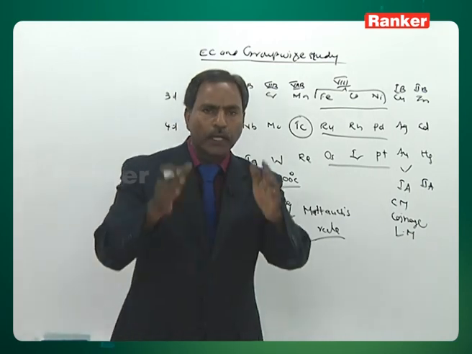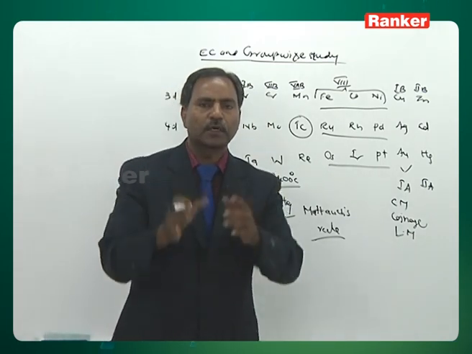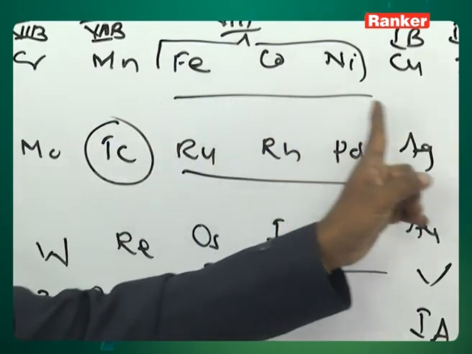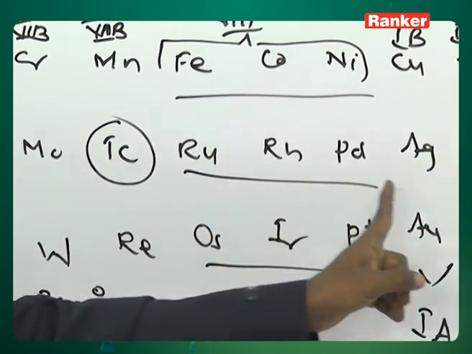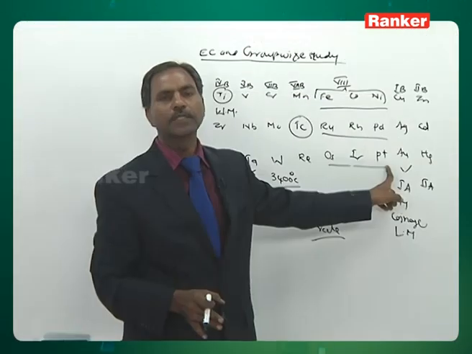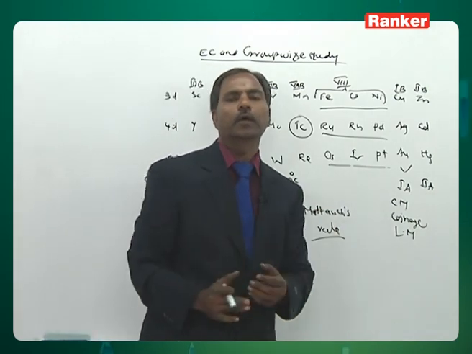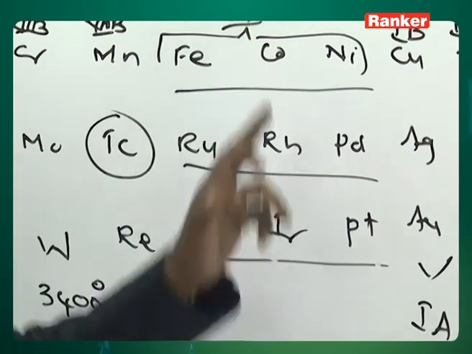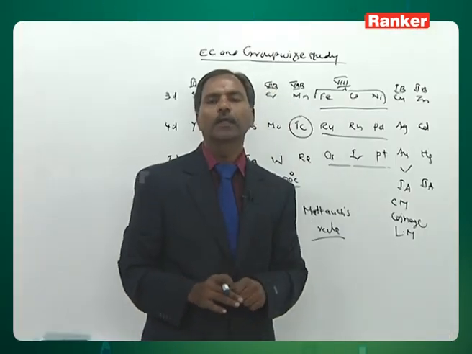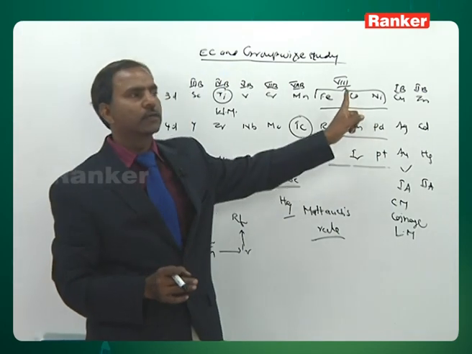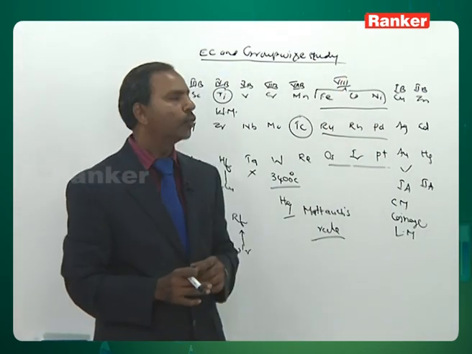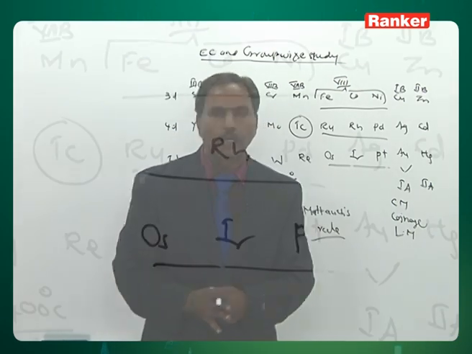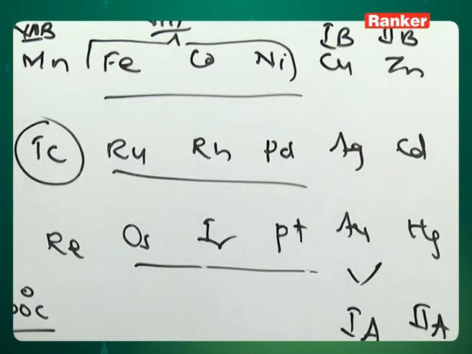Generally what we observe is that the elements of a group are similar. But in this case, you are observing much more horizontal similarity. Iron, cobalt, nickel are similar; ruthenium, rhodium, palladium are similar; and osmium, iridium, platinum are similar. Because of this horizontal similarity, these elements are kept under a single group. This group is called the 8th group, or transition triads. This is about the group-wise study of the d block elements.